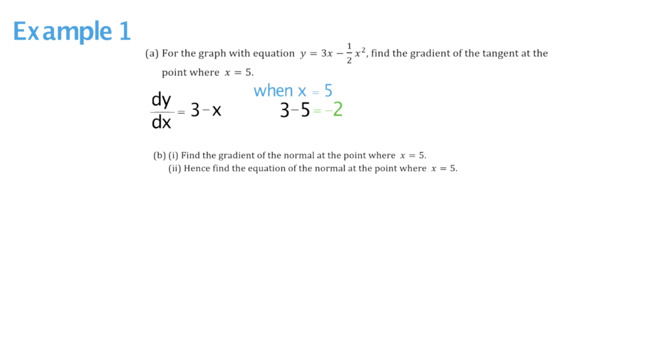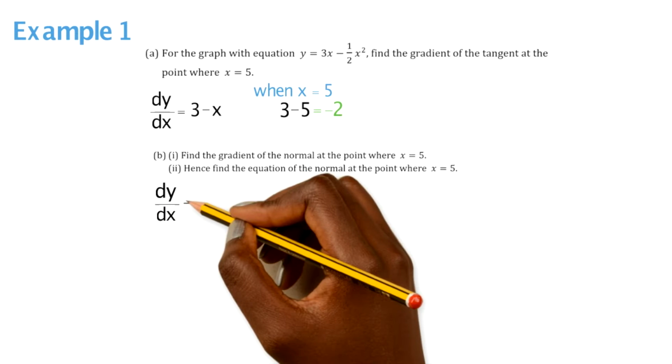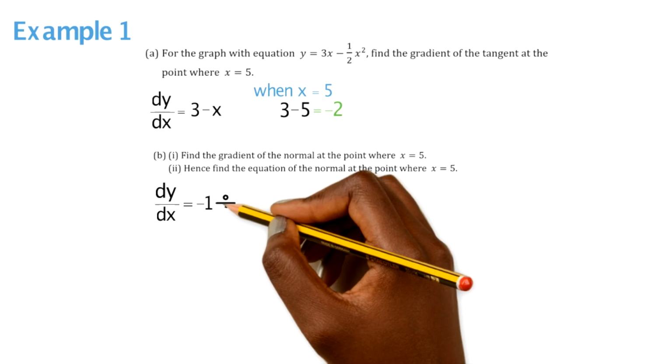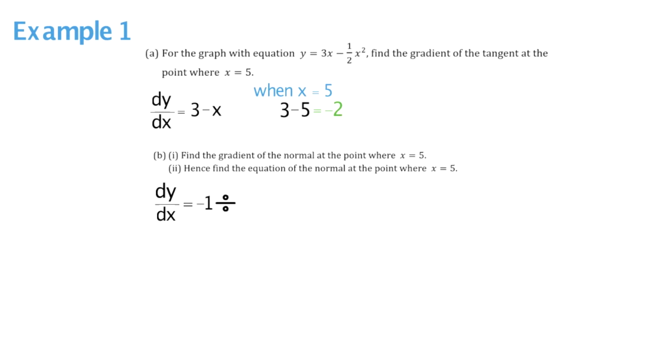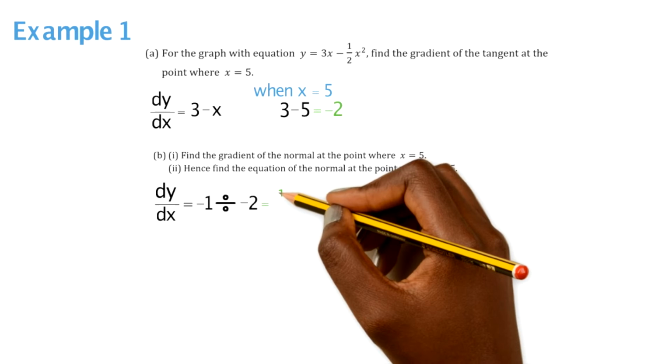So part B now says find the gradient of the normal at the same point, x is equal to 5. Remember, for the gradient of the normal, you need to do minus 1 divided by the dy by dx of the curve. So we're going to do minus 1 divided by minus 2, because we already know the value when x is equal to 5. And working this out will leave you with an answer of a half.